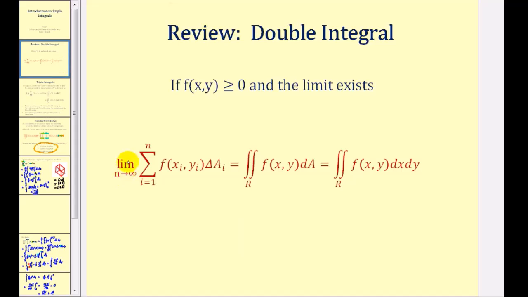We said before that the limit as n approaches infinity of this infinite sum of f of x, y times delta A represents the double integral over the region R of f of x, y with respect to A. So this delta A represented a small change in the area, which gave us differential A, and differential A could be expressed as dx dy or dy dx. So a small change in x times a small change in y, or we could express this as dy dx, resulting in the same small change of area.